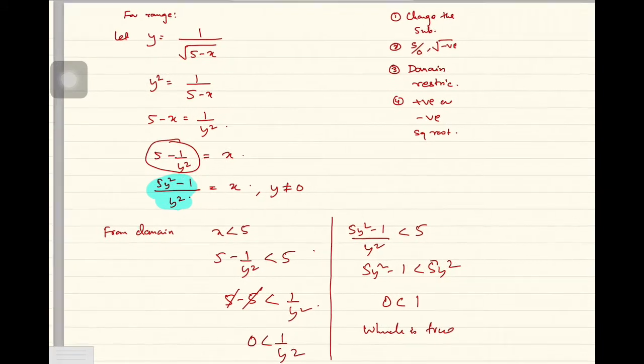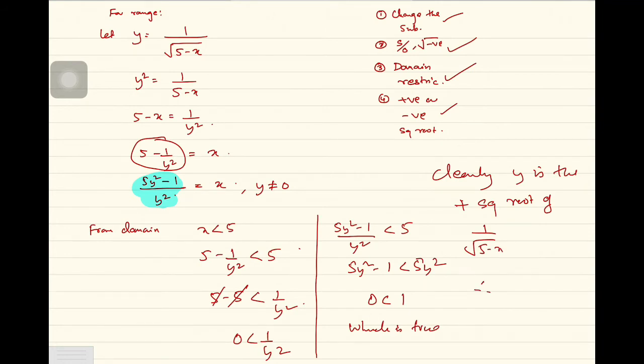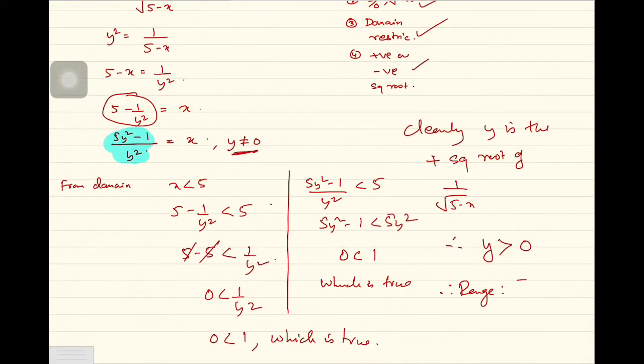Whatever value of y I put here, it accepts all real numbers. But we need to check the question always, whether the function is a positive or negative square root. Clearly y is the positive square root of 1 by under root 5 minus x, isn't it? Therefore y will be greater than equals to 0, but it can't be equals to 0 from the previous conditions. So therefore what will be the range, everyone? Range will be open 0 to infinity, like this.